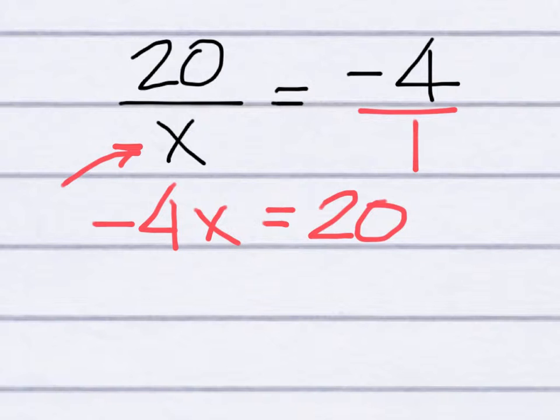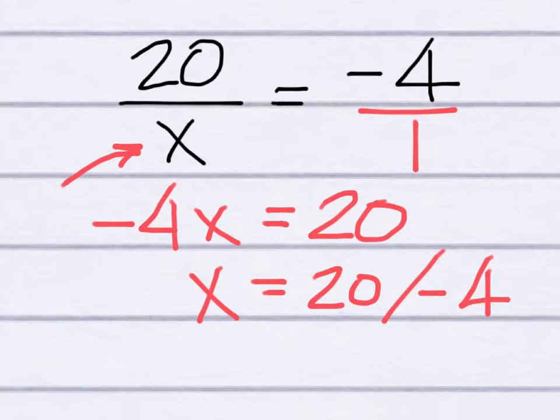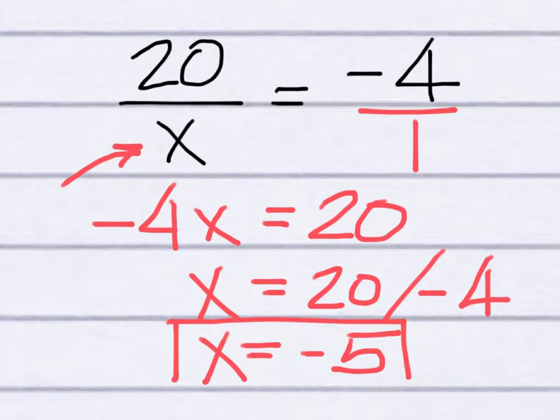Once you get the cross multiplication finished, you divide the number on the right that is by itself by the number that is with the x. So the answer is negative 5. Cross multiply. Negative 4x equals 20. Divide this 20 by the negative 4. Get negative 5.